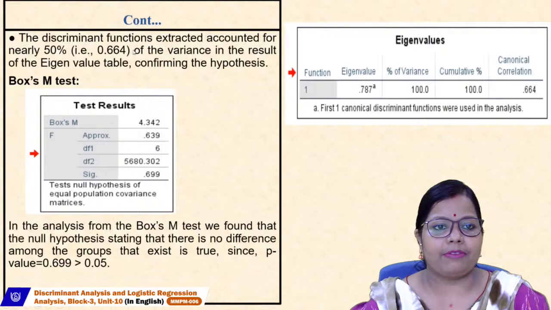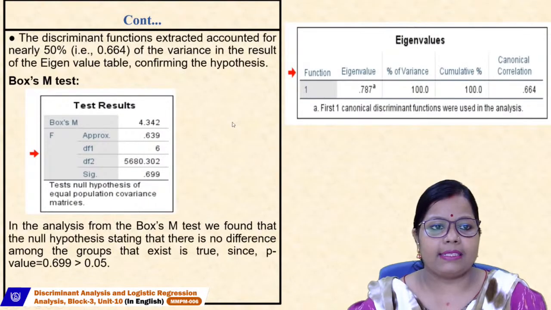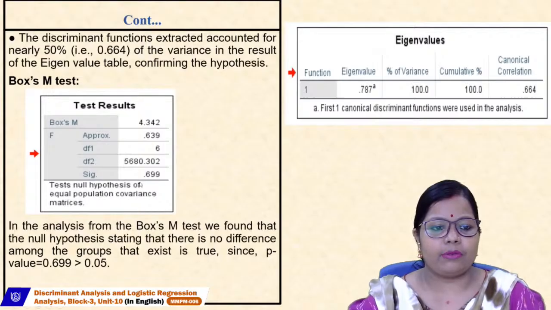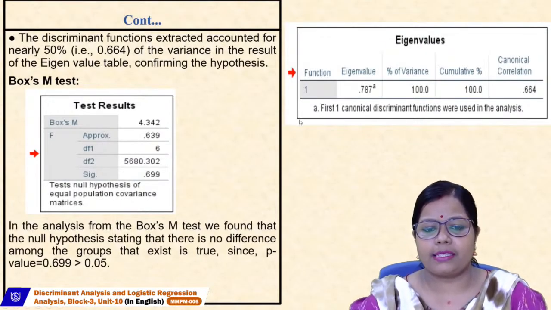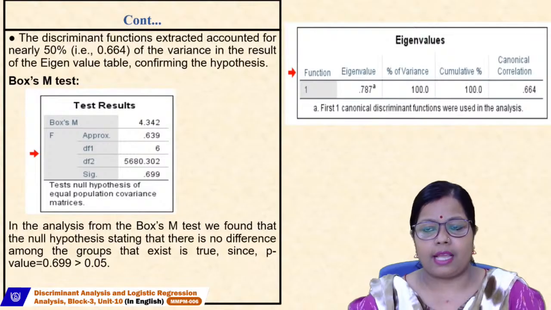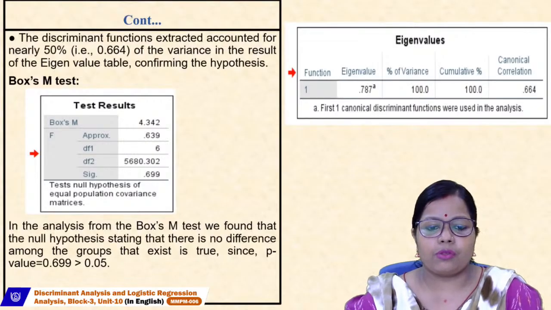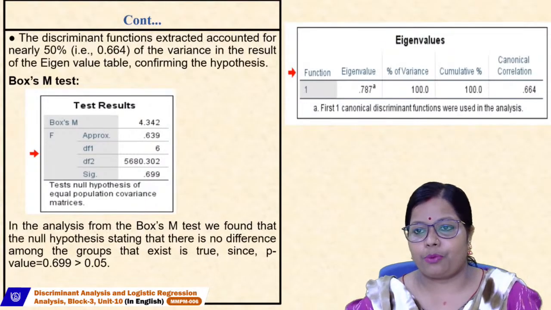Then the discriminant functions account for nearly 50% of the variance in the eigenvalue table, confirming the hypothesis. We can see here the significance value, and the null hypothesis of equal population covariance matrices is given. The null hypothesis states that there are no differences. As always, the null hypothesis states the status quo. Here also it is true, because the p value is 0.699, which is greater than 0.05.